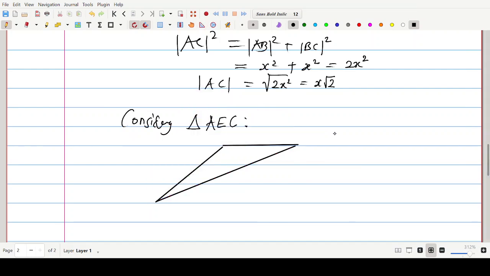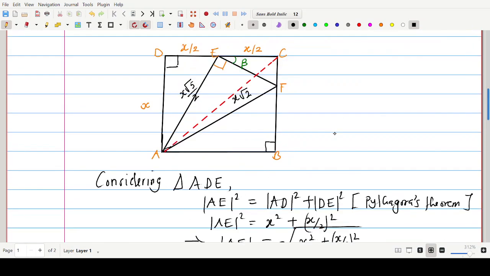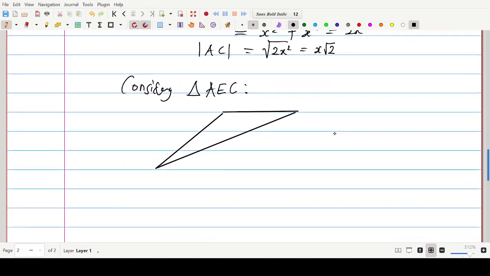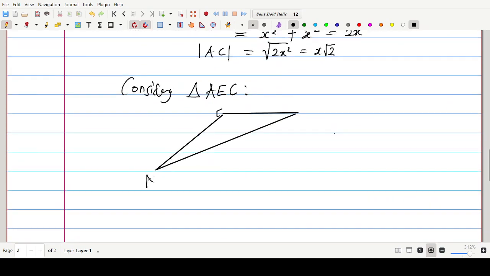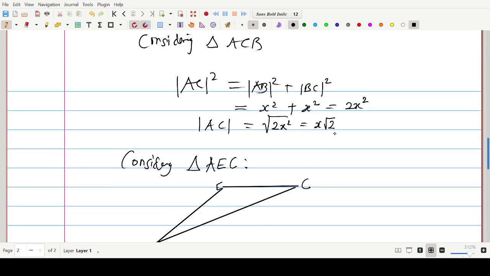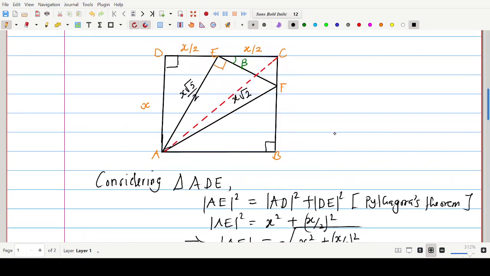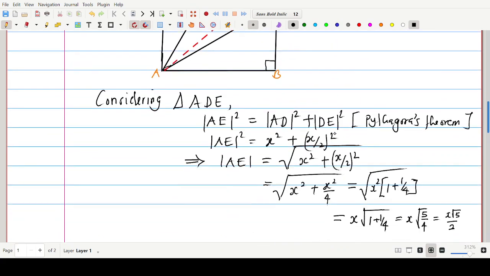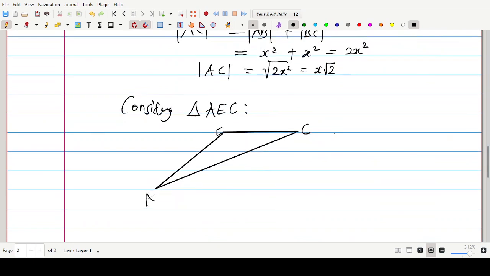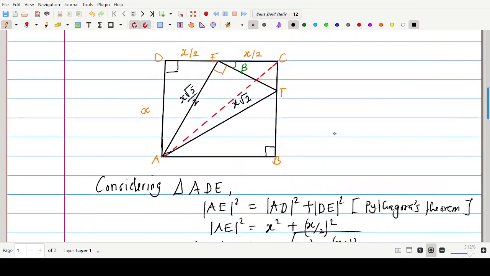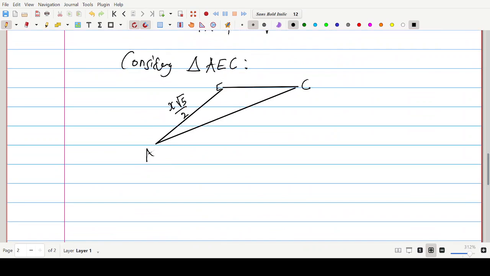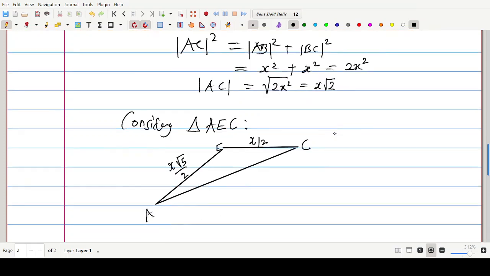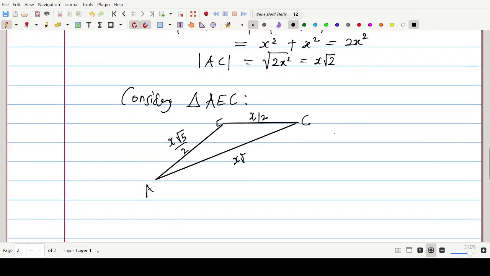Let's go to the diagram once again. I see the labeling. In the diagram, we have it as AEC. So that means A, E, and C. Now AE from the diagram is x root 5 over 2. We've already found that. So I can put here x root 5 over 2. The EC from the diagram, we have it as x over 2. Then we can come here and write x over 2. And AC, we've just found AC to be x root 2. Yes, x root 2.